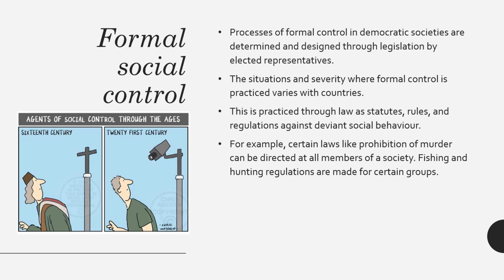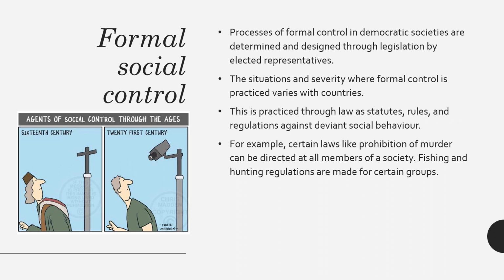The processes by which formal control come about in democratic societies such as the UK means that they're determined through legislation by our elected representatives. So the laws are passed through the House of Commons, the House of Lords, and then enshrined in state law. There are many situations and different levels of severity where formal control is used within different countries. So, for example, again, going back to something like murder, it can range from imprisonment through to the death penalty, depending on what culture and country you come from.